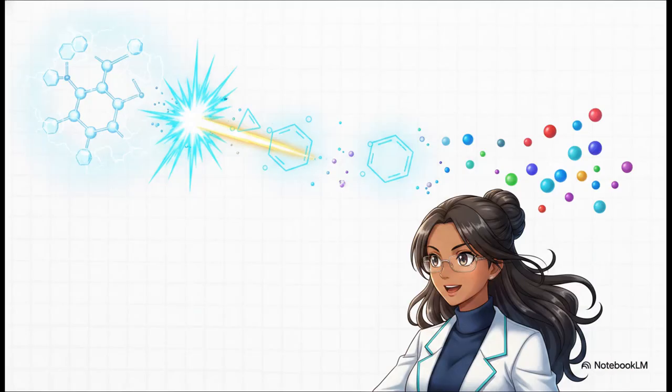Now, you might be wondering, why on earth would we want to smash a molecule to pieces with hard ionization? Well, let's look at the fragmentation pathway of toluene, which is a common organic solvent with the formula C7H8. When we hit it with that intense 70 electron volt beam, it first loses a single electron to form the molecular ion at an m/z of 92. That represents the intact molecule.